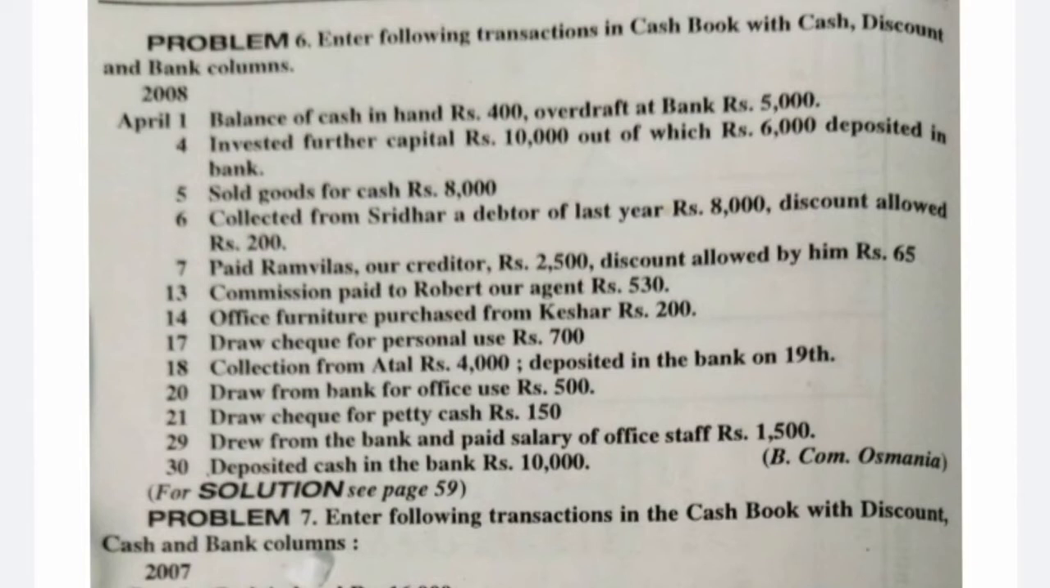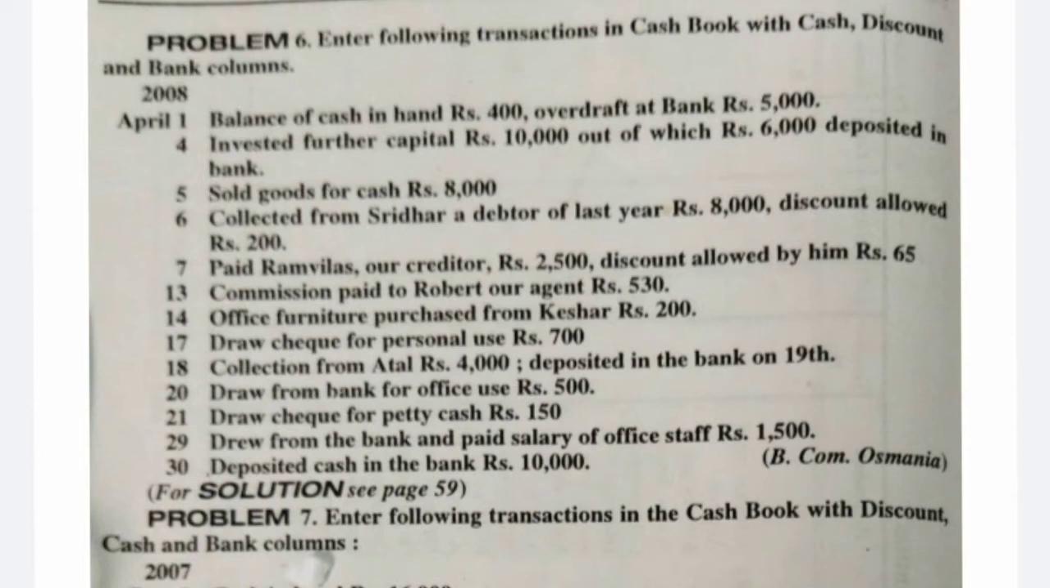Office furniture purchased from Kesar rupees 200. So office furniture is coming in, so real account debit what comes in. So furniture account debit to Kesar account, because we are not paying here to Kesar, they have not given anything in cash. So here the journal entry would be furniture account debit to Kesar account. Here nothing in the entry is affecting the cash book.